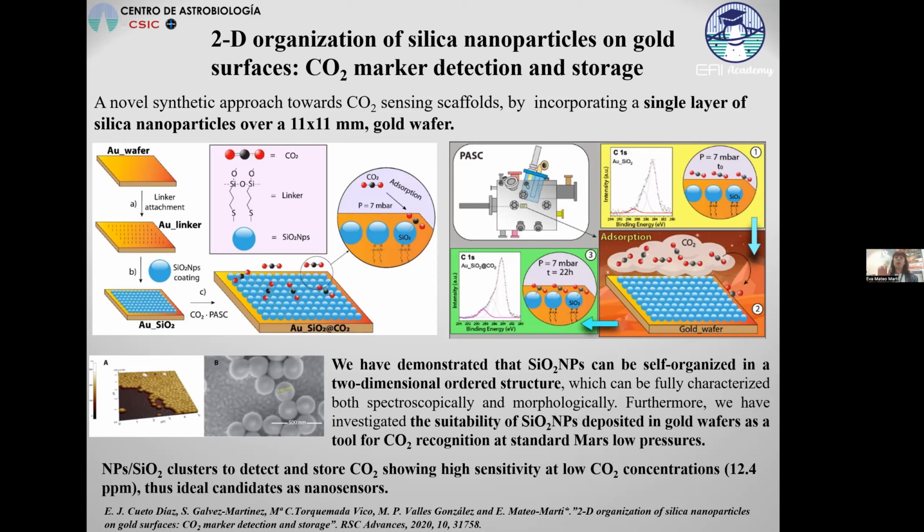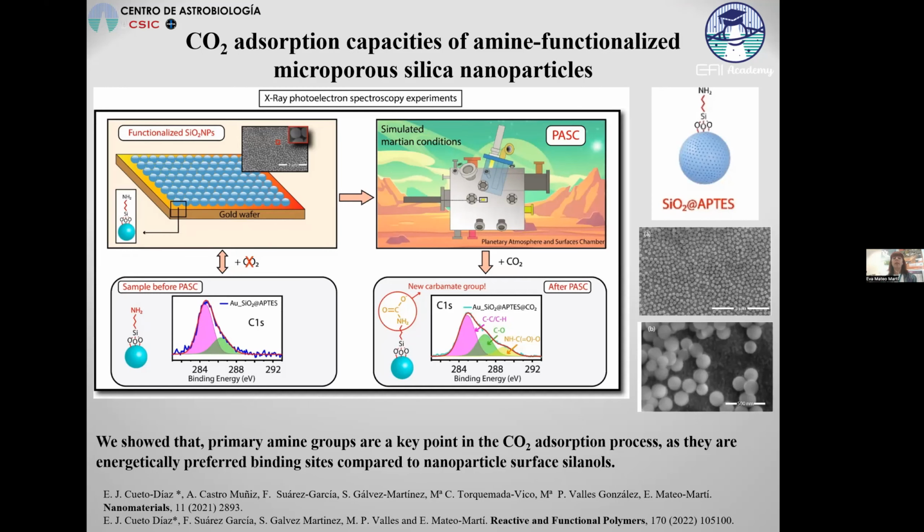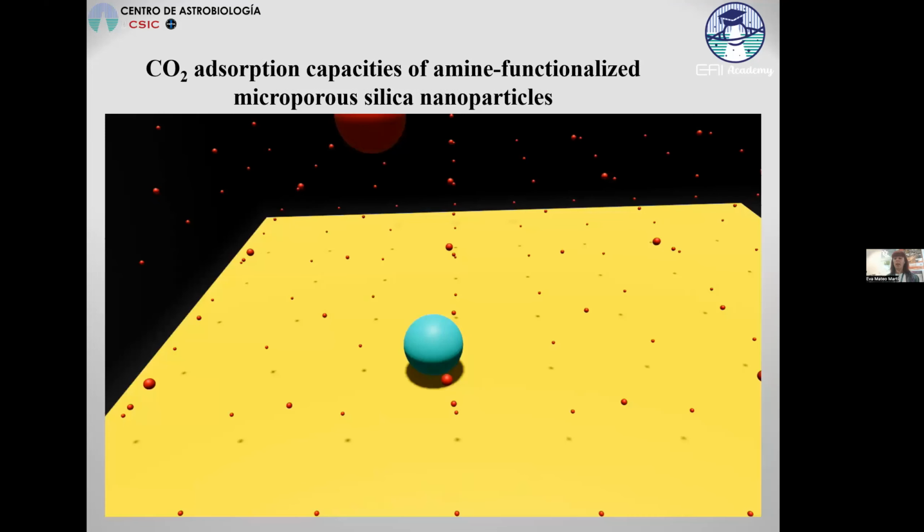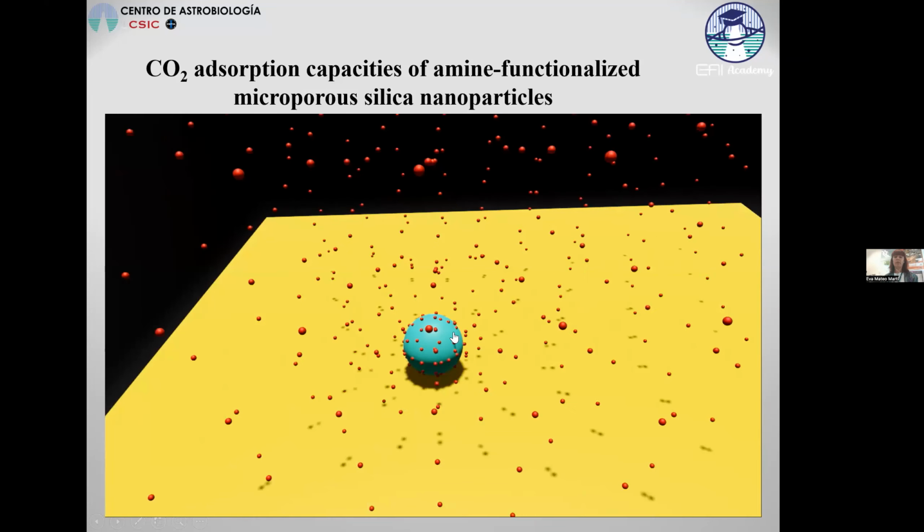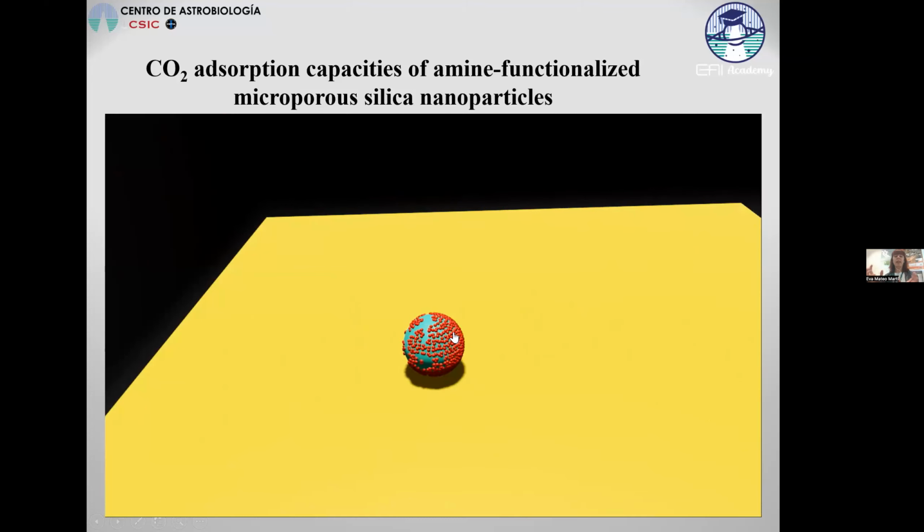Furthermore, we wanted to improve those conditions, and we tested primary amine groups. If we functionalize the molecule, as seen here, with amine groups, it was a key point in the process because we were improving the potential of those nanoparticles, as those amine groups are energetically preferred binding sites, in comparison with the naked nanoparticles that have only the surface silanols. So they can be proposed as nanosensors. It could work like that. Those are our nanoparticles, and then it's trapping all the CO2.